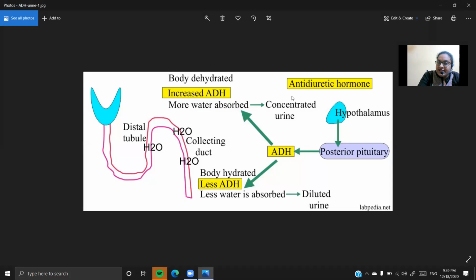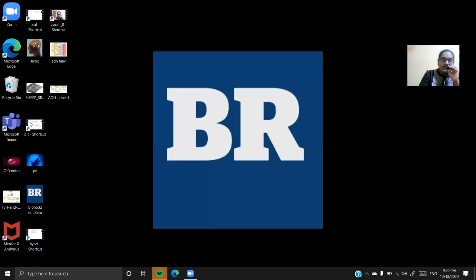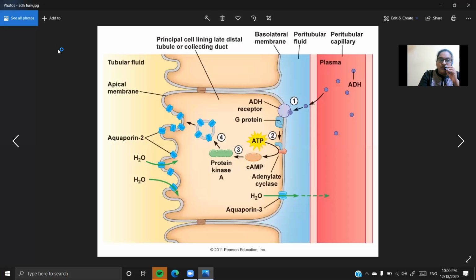Now you can see that the antidiuretic hormone is produced by the hypothalamus and released from the posterior lobe. Then it goes into the plasma, and there ADH is going to absorb more water. So you pass concentrated urine, and it usually acts on the distal tubule as well as the collecting duct. The other thing I'll show you is the cells here, children. If you remember, while I was making the videos on excretion and osmoregulation, I showed you such a slide once.